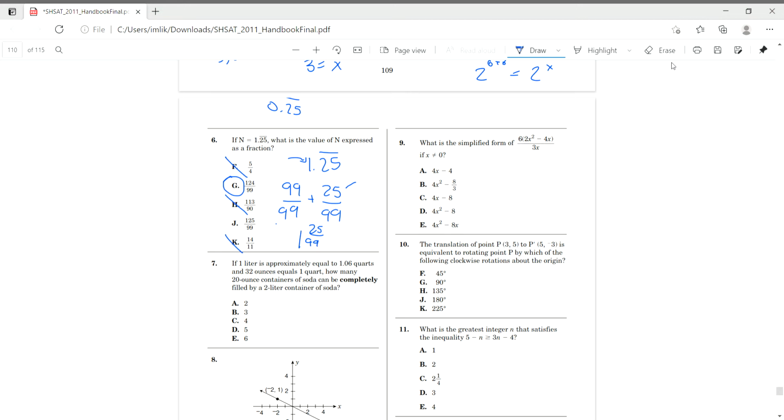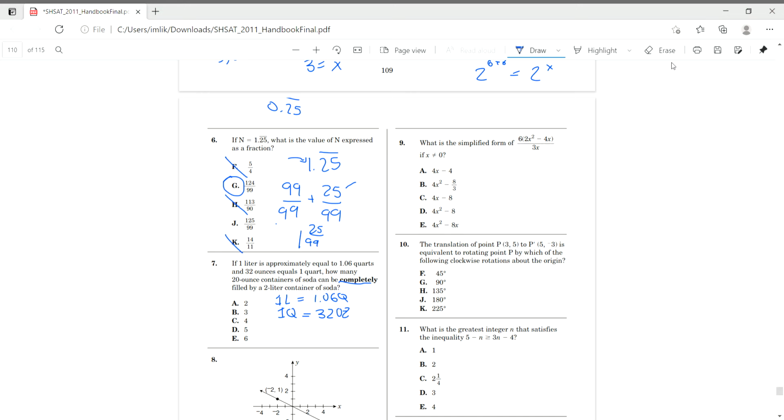Alright, number 7. If 1 liter is approximately equal to 1.06 quarts and 32 ounces is equal to 1 quart, how many 20-ounce containers of soda can completely be filled by a 2-liter container of soda? So whenever we have these conversions, I always like to actually write them out. So I have 1 L is equal to 1.06 Q, and I have 1 Q is equal to 32 oz.